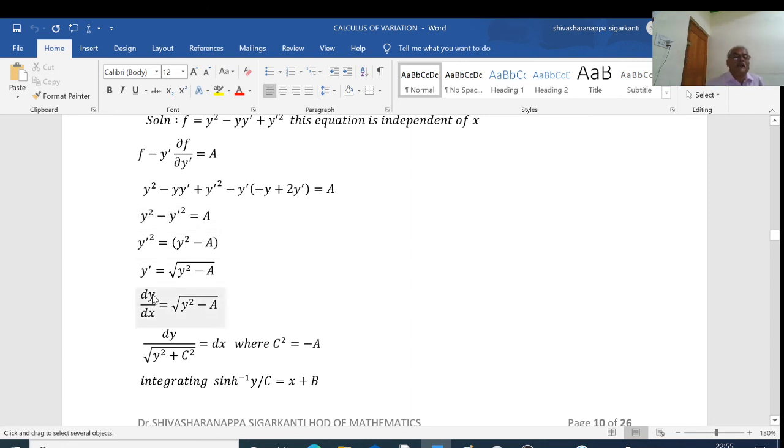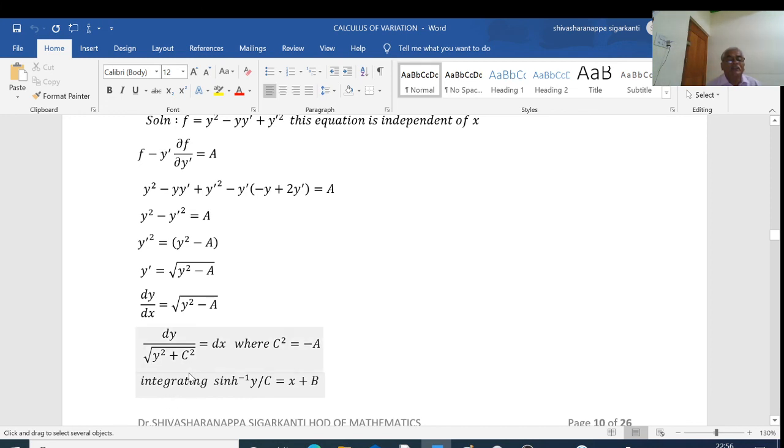Now this y dash is nothing but dy by dx. Dy by dx is equal to root of y square minus a. I will write this as dy by root of y square minus a is equal to dx. That dy by root of y square minus a, I will write that minus a as plus c square, this is another constant quantity, is equal to dx, where c square is equal to minus a.